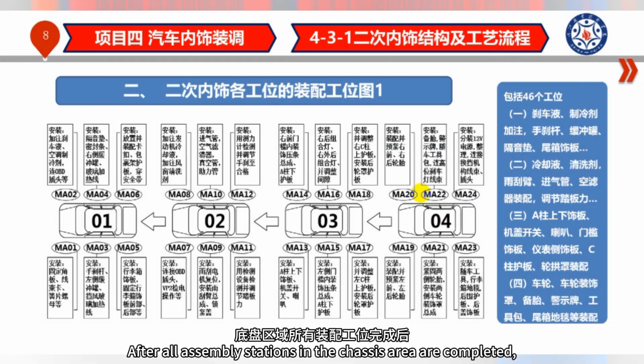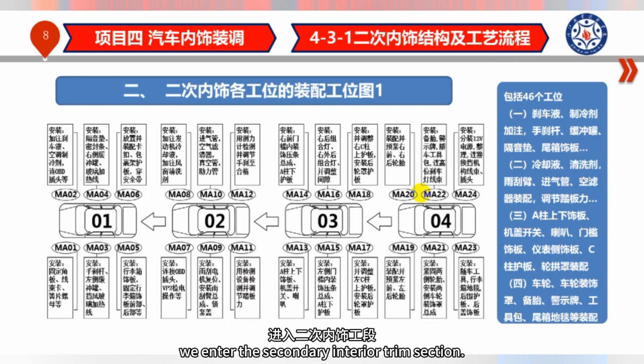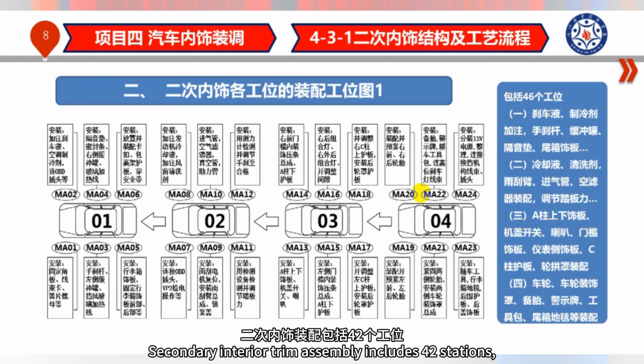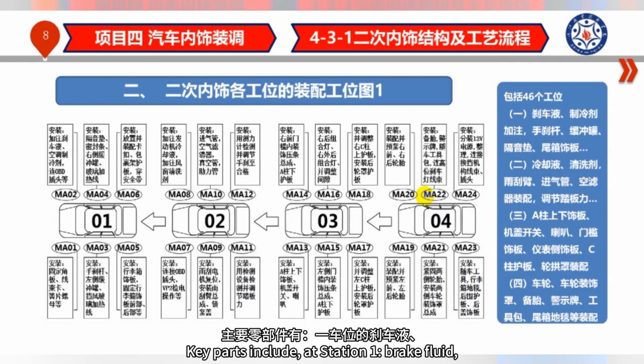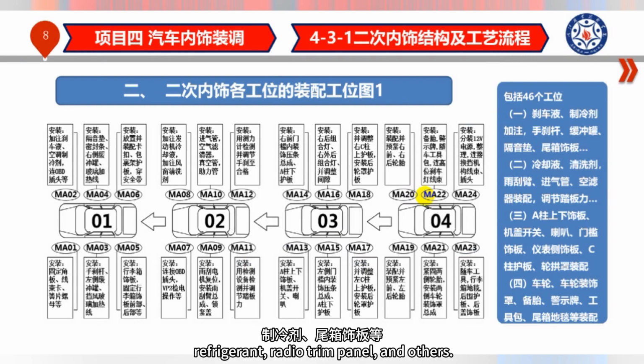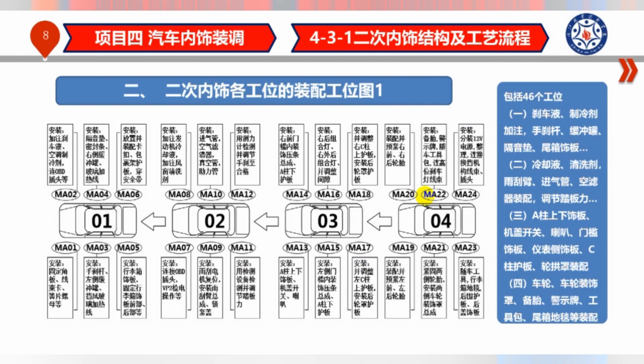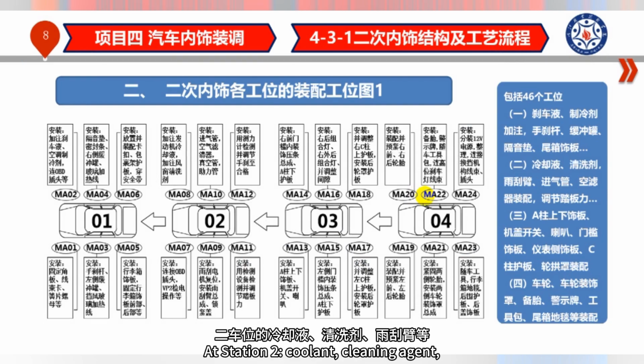After all assembly stations in the chassis area are completed, we enter the secondary interior trim section. Secondary interior trim assembly includes 42 stations, and there are many parts and components involved. Key parts include, at Station 1, brake fluid, refrigerant, radio trim panel, and others. At Station 2, coolant, cleaning agent, wiper arms, and others.